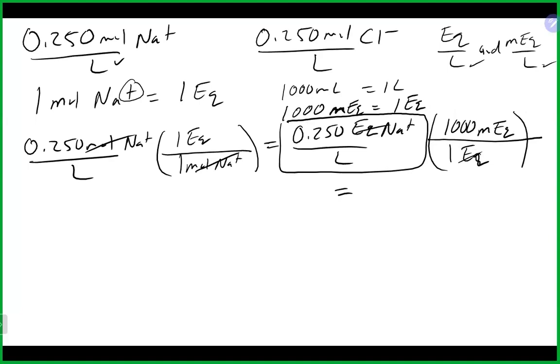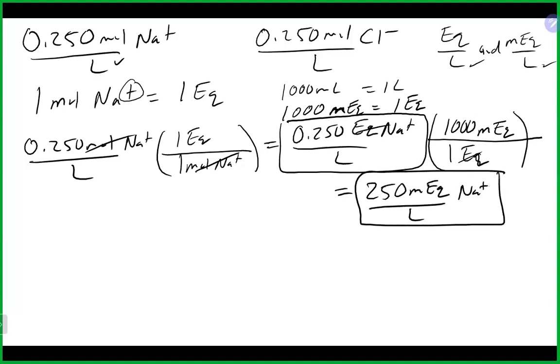Or 3 places, but I hit 1,000 and not 100. And I did it again, but we'll go with 250 milliequivalents per liter of sodium ions. Any questions on that calculation? So it's really equivalence, just a conversion factor to convert a concentration unit from one concentration to another.